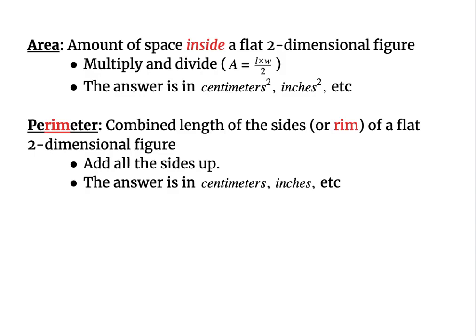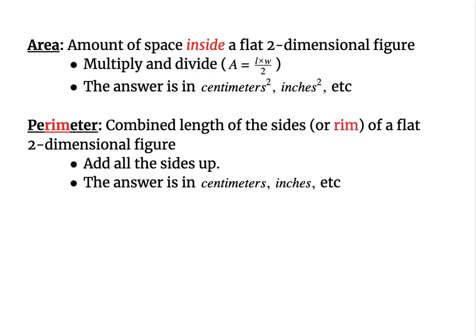Area is the amount of space inside a flat two-dimensional figure. For a triangle, you're going to multiply and divide to find the area. You multiply the length times the width and divide that by 2, because if you remember, a triangle is half the area of a rectangle. It's just split up. And for area, your answer is always going to be squared: centimeters squared, inches squared, etc. Because you have a two-dimensional figure and you're multiplying those two dimensions of length and width.